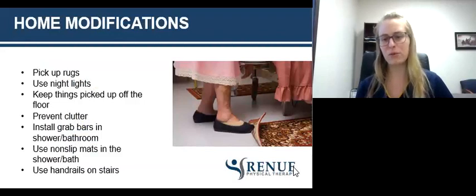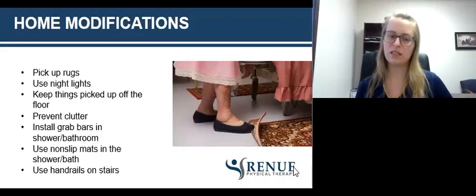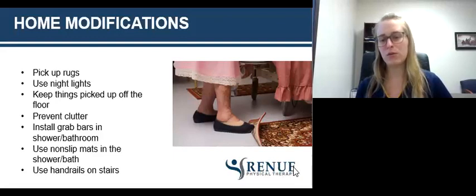If you have stairs in your home, it is important to have handrails on both sides to assist with ascending and descending stairs in case you slip. It is important to keep walkways free of clutter and make sure throw rugs are removed from your home or tacked down to the floor to prevent tripping on them.